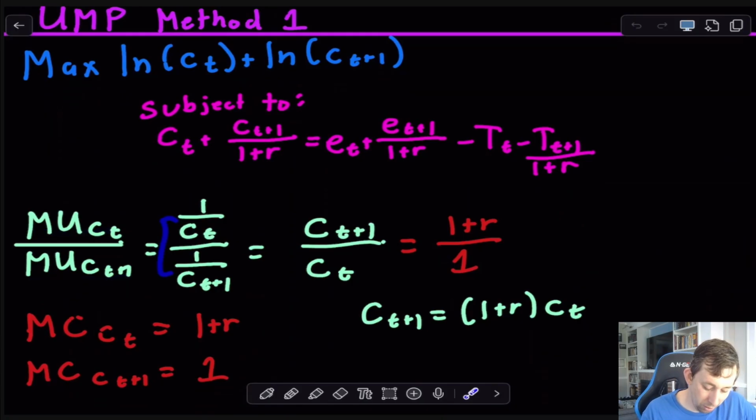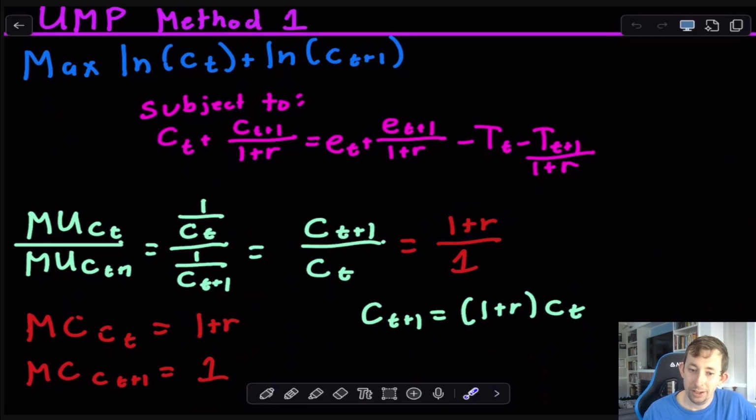So that's what I've done here. Remember, the derivative of natural log is 1 over. So that becomes C_T plus 1 over C_T. What is the marginal cost of C_T? What is the price that I pay for eating a coconut today? Well, if I didn't eat that coconut, I could have lent it out and got 1 plus R coconuts tomorrow. So that's the price of eating a coconut today.